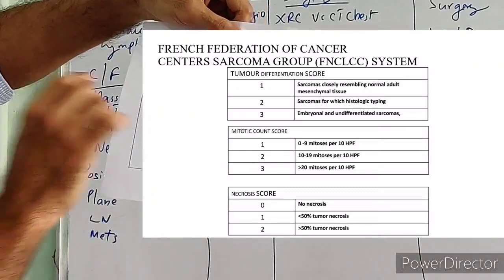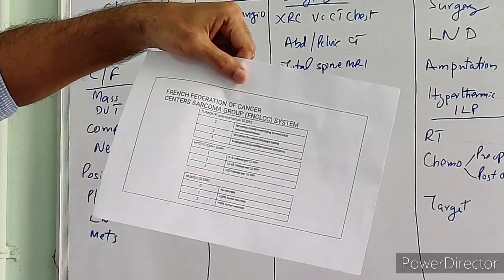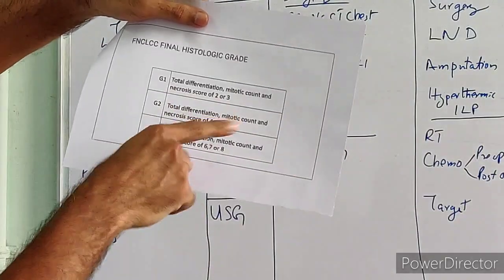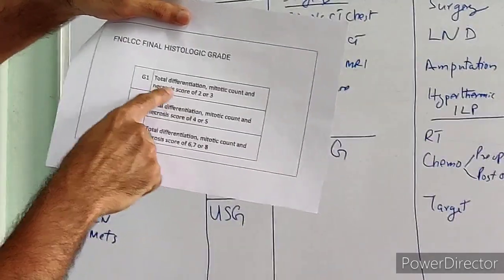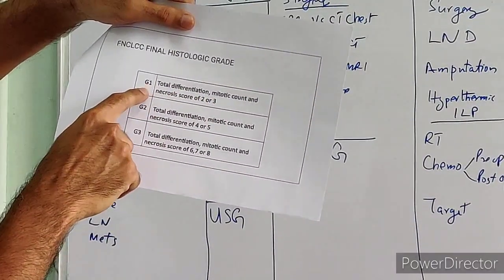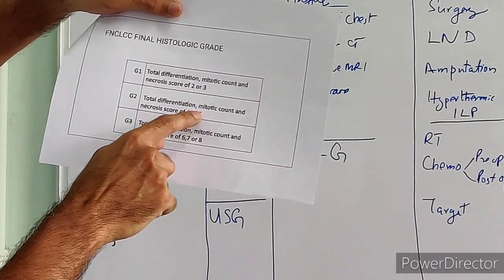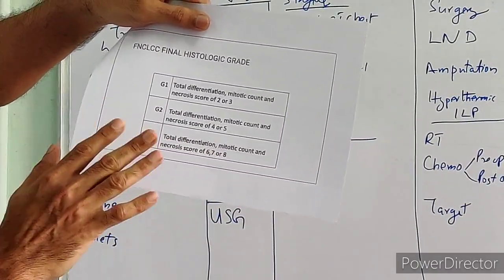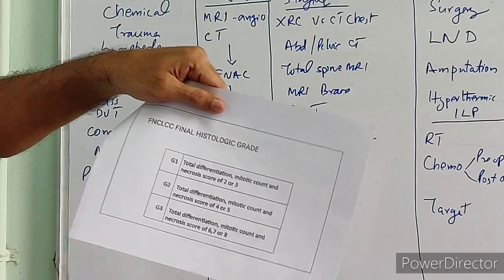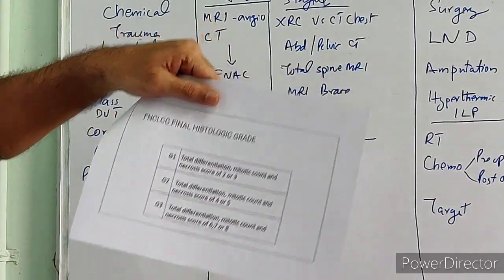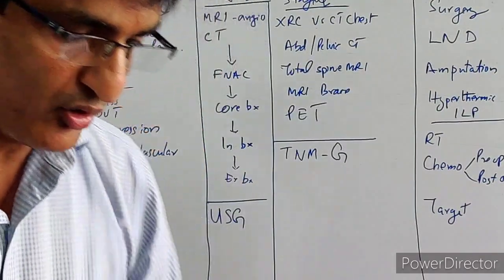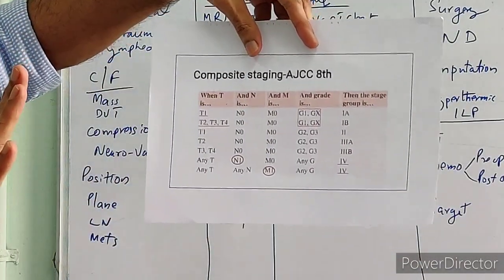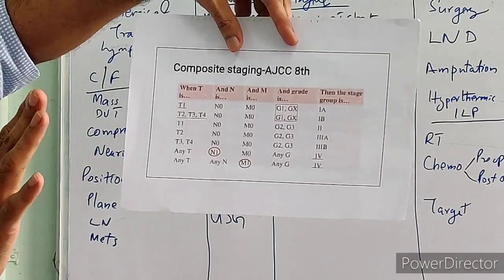Okay, these 3 factors are studied on biopsy, and grouping of the grading is like this. The total score is calculated. If it's only 2 or 3, you say it's grade 1. If 4 or 5, you say grade 2, and 6, 7 or 8, you say grade 3. That's advanced. So grading is also very important. This is how you grade the tumor, because in final stage grouping, grading has a very prominent role in soft tissue sarcoma, not like in any other tumors.